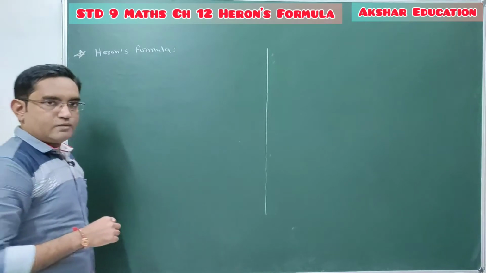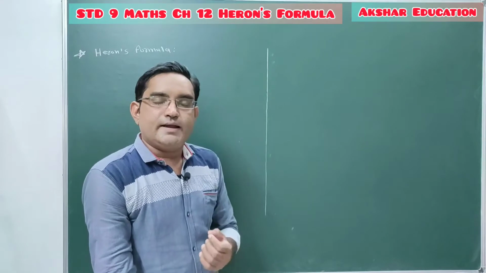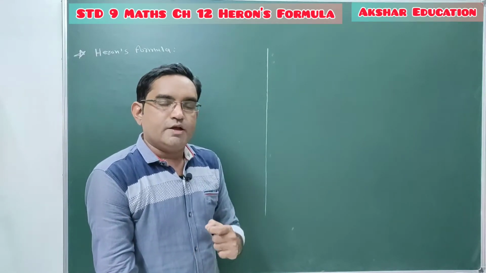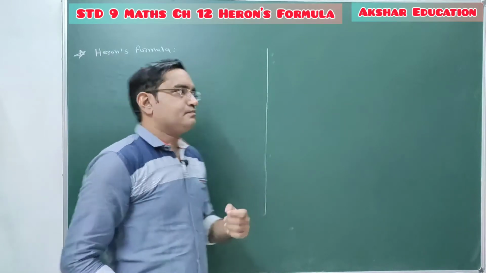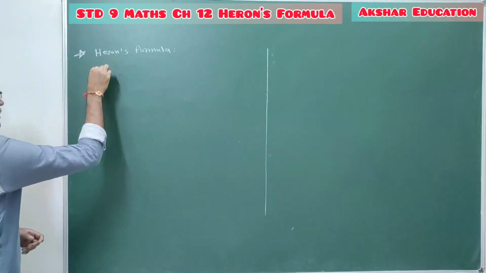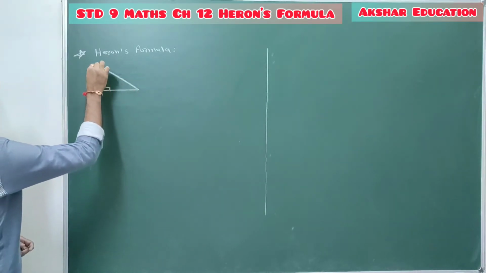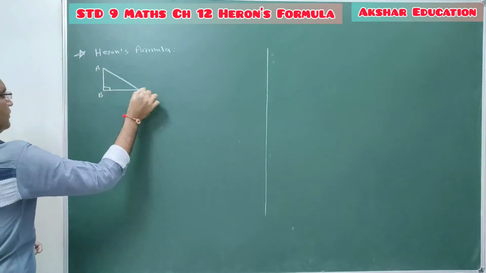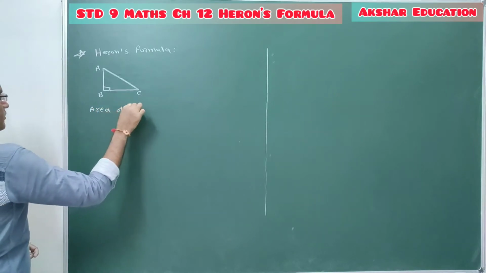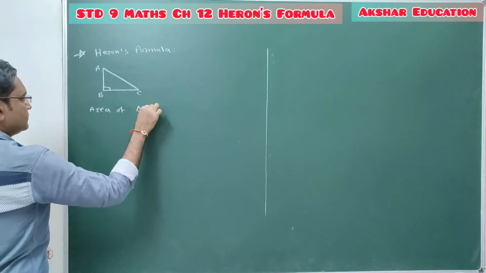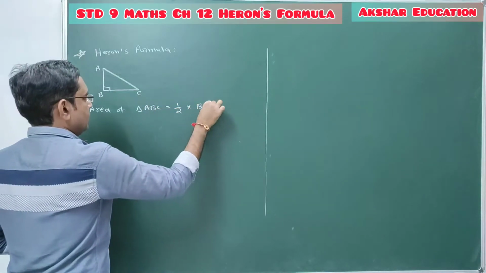We have studied different types of formulas to find the area of different types of triangles. For example, if a right angle triangle is there, then you can find the area of that right angle triangle by using the formula 1/2 base into height. Suppose this is a right angle triangle ABC in which angle B is 90 degrees. So the area of triangle ABC is 1/2 into base into height.